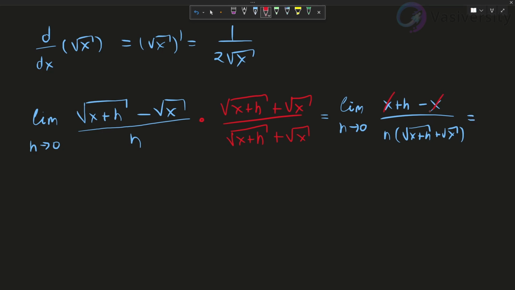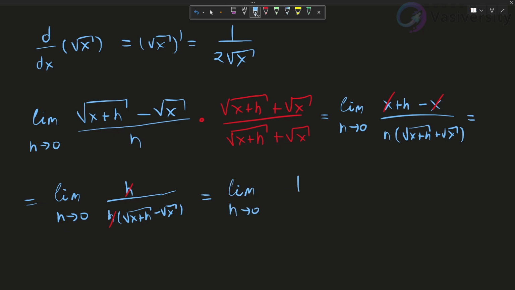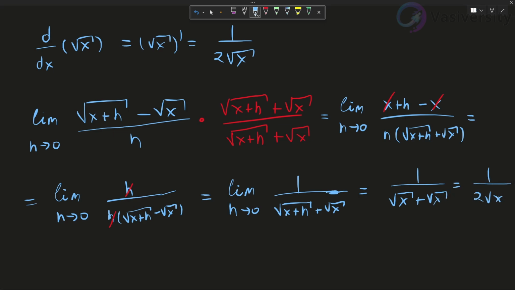So clearly, x and x cancel out. Then we have the limit as h approaches 0 of h over h times square root of x plus h plus square root of x. So now h and h cancel out. So we simply have the limit as h approaches 0 of 1 over square root of x plus h plus square root of x. That's going to be equal to 1 over square root of x plus square root of x, which is equal to 1 over 2 square root of x. And so now we proved it, right? So now we know the power rule also applies to the fractions.